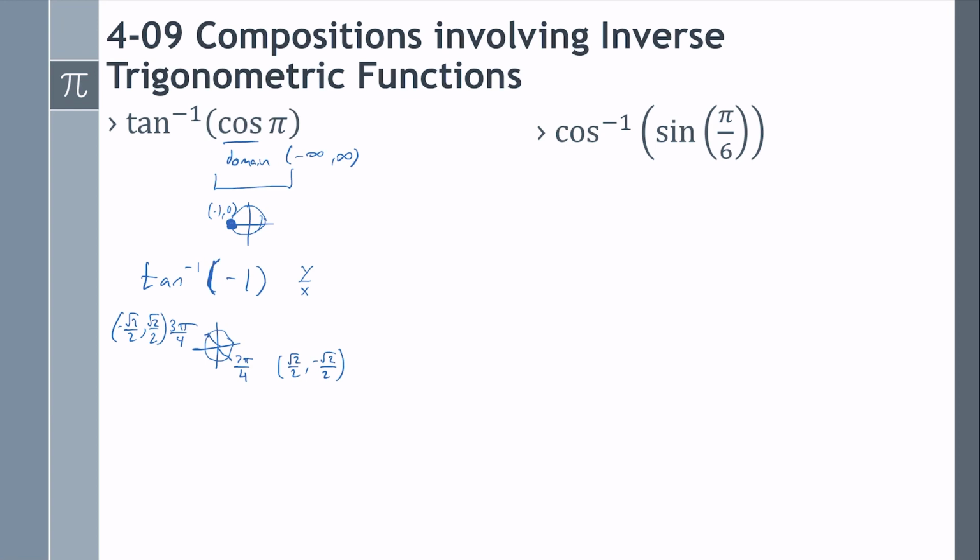Remember, though, inverse tangent is in quadrant 1 or 4, therefore the answer must be 7 pi over 4. Wait, that is not in the range. The range goes from negative pi over 2 to positive pi over 2. So we need our coterminal angle. Subtract 2 pi, get a common denominator, so it'll become negative pi over 4.